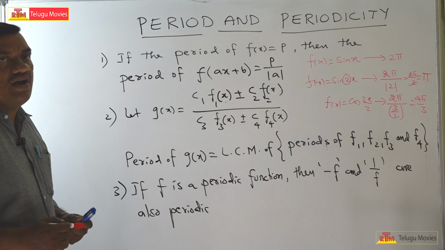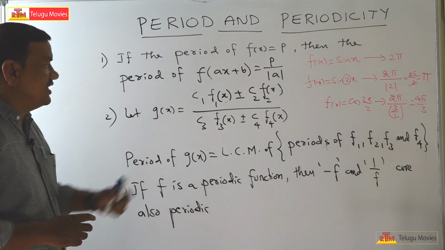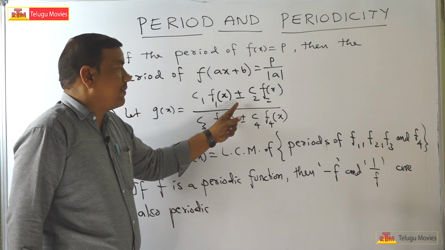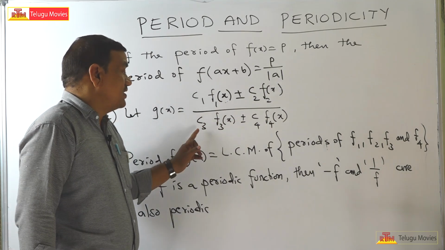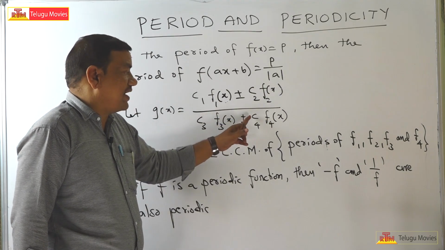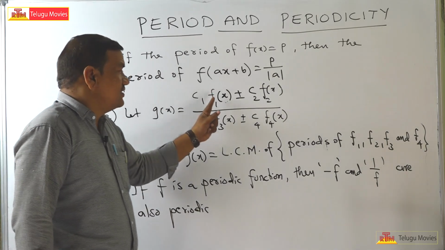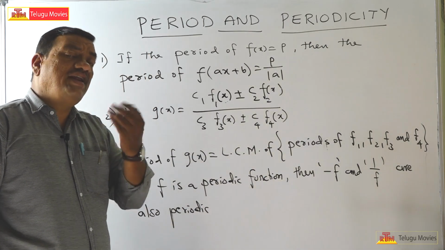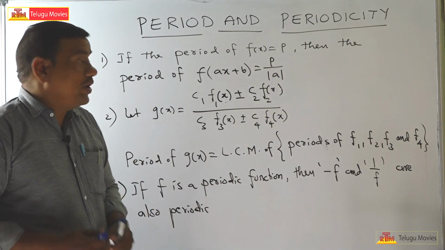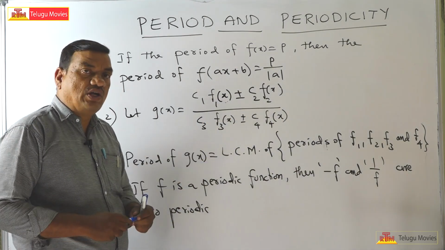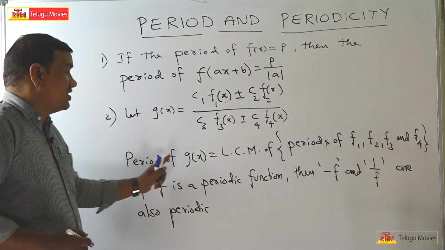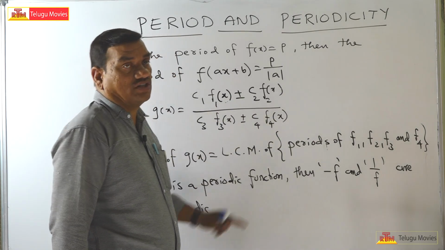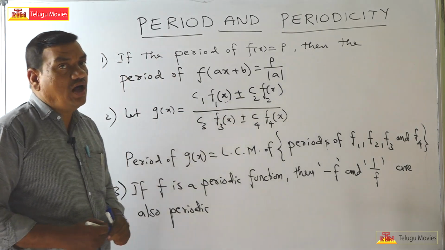The next concept is a very important concept. Let us see the second concept. Dear students, here you see C1 f1 of x plus or minus C2 f2 of x upon C3 f3 of x plus or minus C4 f4 of x. Here f1 of x, f2 of x, f3 of x, f4 of x are any functions as you like, separated with plus or minus or whatever it may be. Then the period of that function g of x is equal to the LCM of the periods of all these four functions. Here C1, C2, C3, C4 are constants.